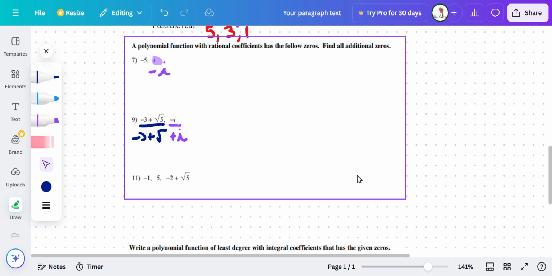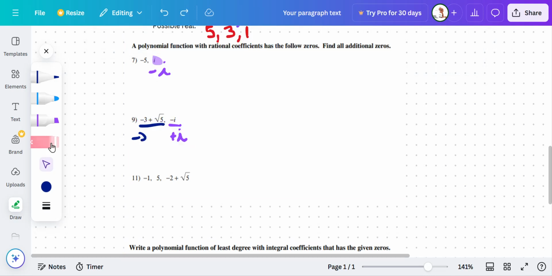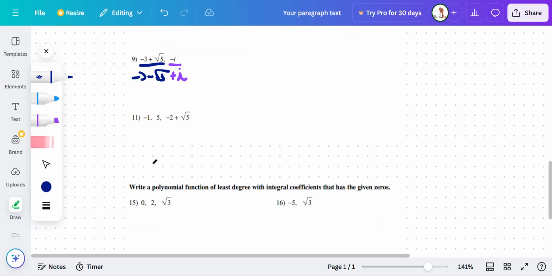Just keep hitting Control Z or Control A. We also have negative 3 minus root 5. So there are our 4 roots. Negative 3 plus or minus root 5, negative I, and then plus or minus root I. So all 4 roots.